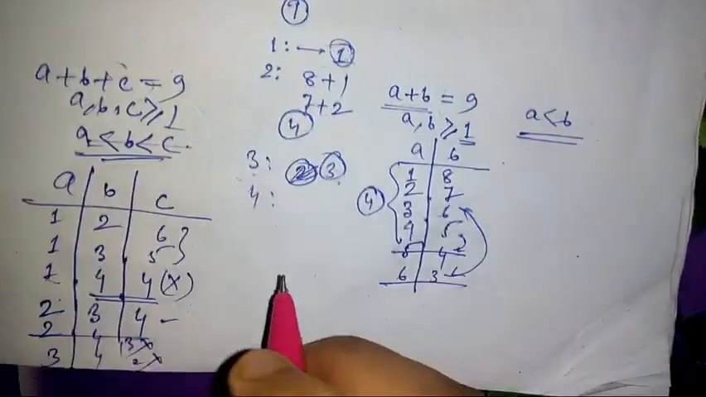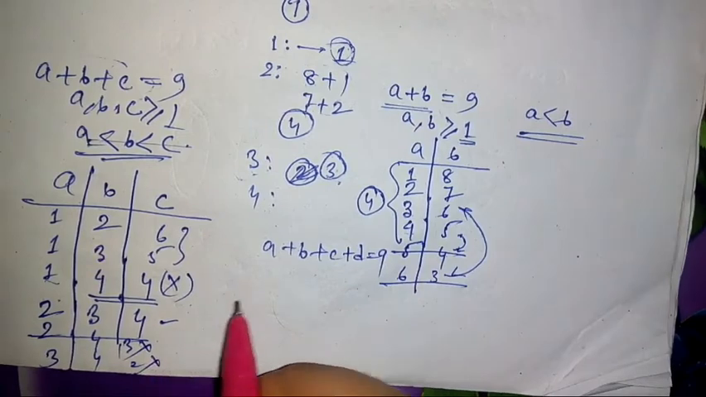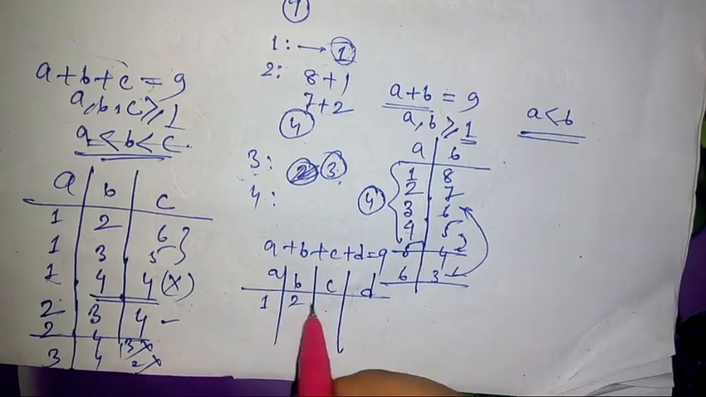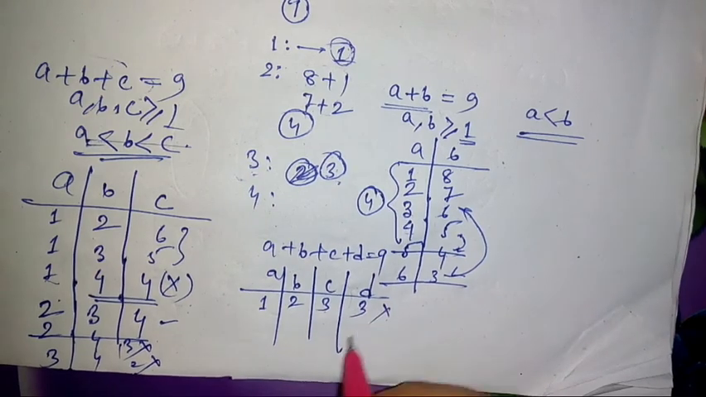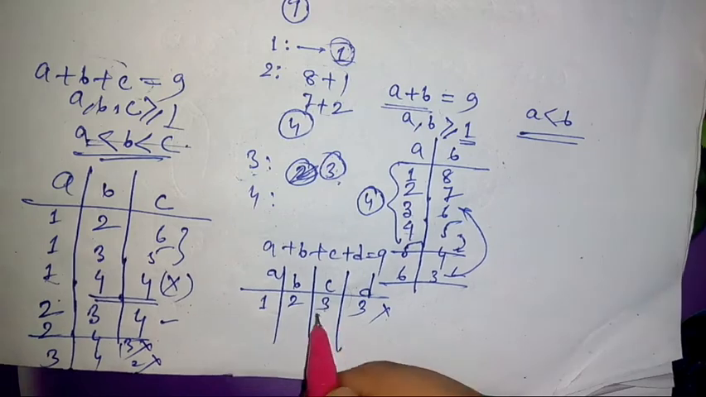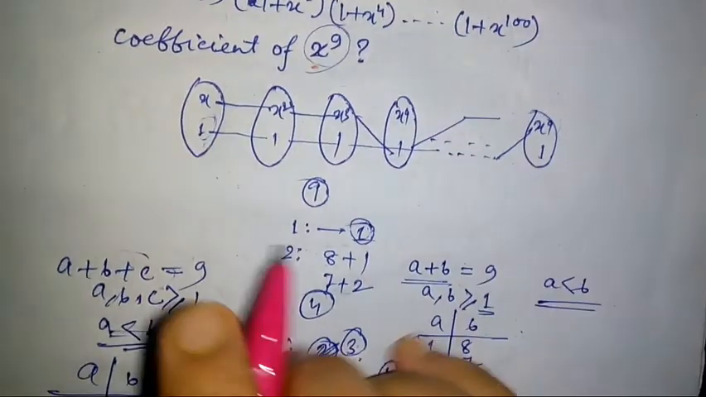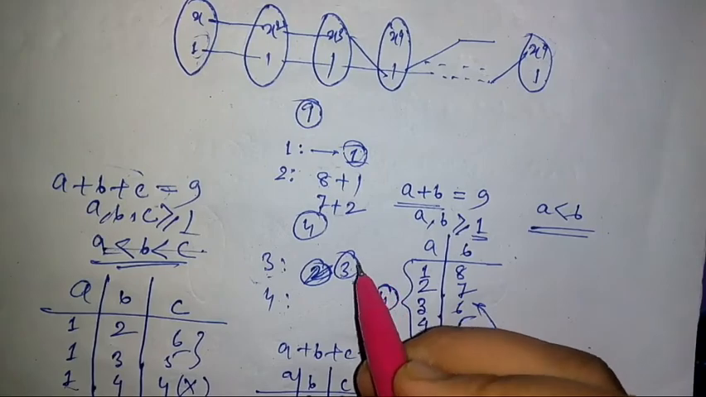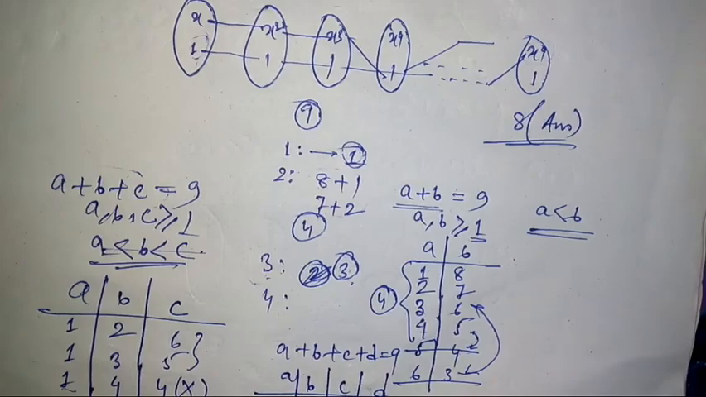Now if I choose 4, what will happen? A plus B plus C plus D must be equal to 9. So it must be 1 2 3. 1 plus 2 is 3, plus 2 is 5, 5 plus 1 is 6, 6 3. Yes, and it cannot be true because we get the same terms here, and the same terms cannot be the powers, that is what I have previously told. That is why here we will not get anything. So the answer will be 4 plus 3 is 7, plus 1 is 8, and 8 will be the required coefficient, and that is how we solve this question.